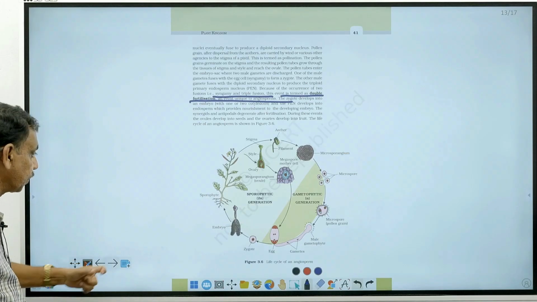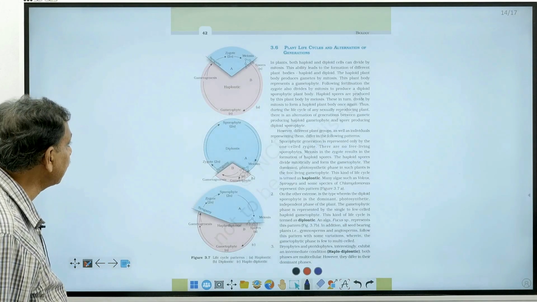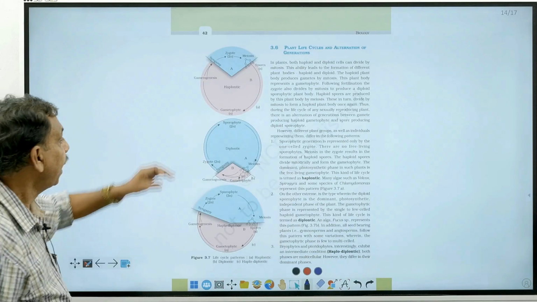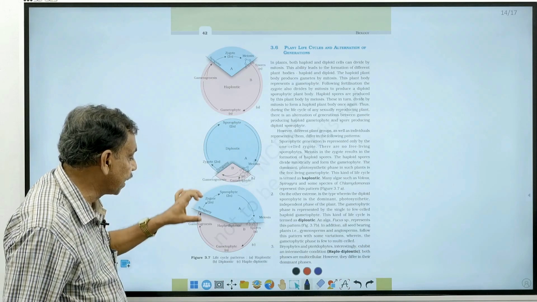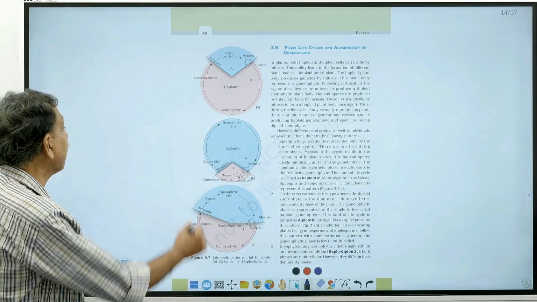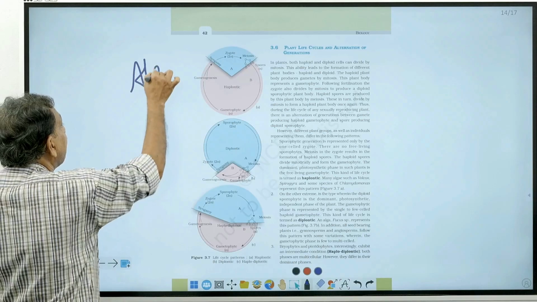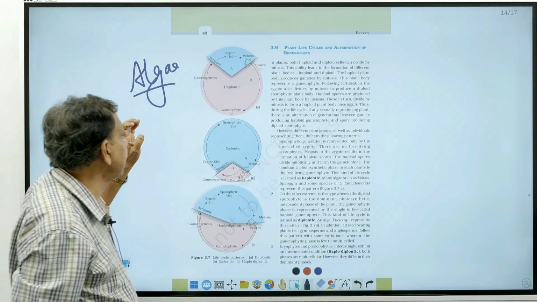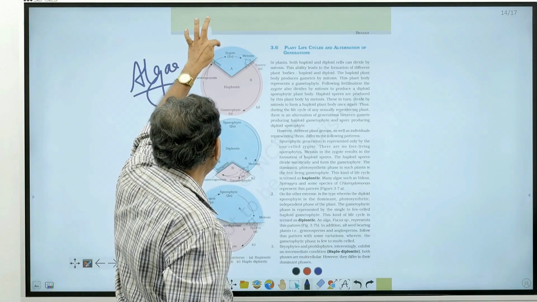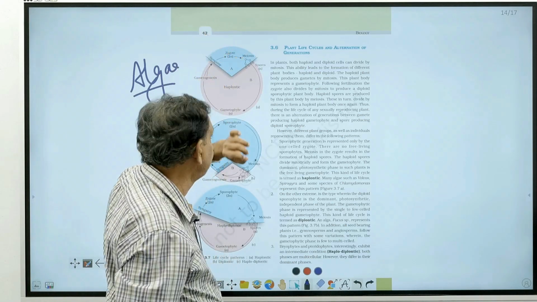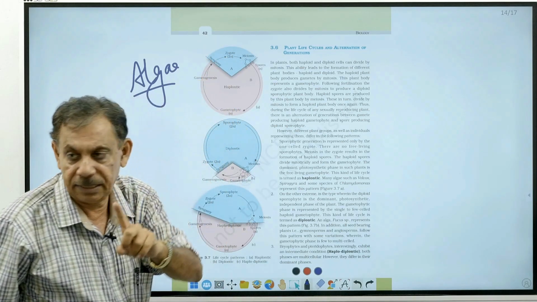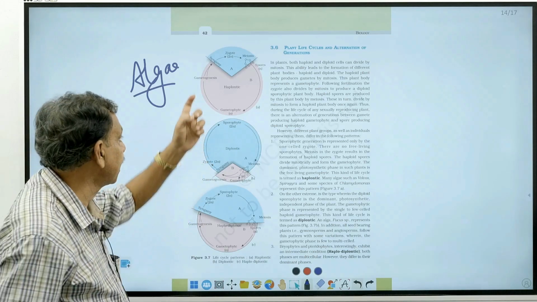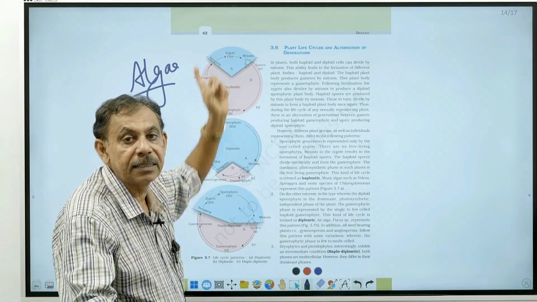Now we are coming to the last. You will find three types of life cycle: haplontic life cycle, diplontic life cycle and haplodiplontic. The haplontic life cycle is shown by most of the algae. What is the importance of this? You can see that this is the sporophytic part. The zygote is a single cell representing the sporophyte. The sporophyte is represented in algae by a single zygote.